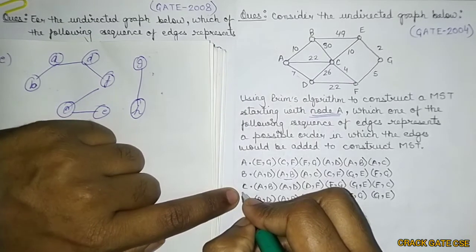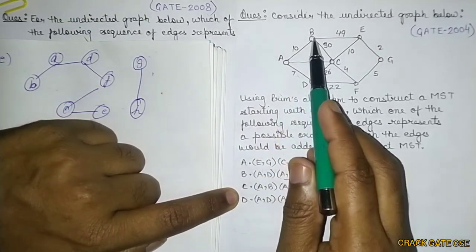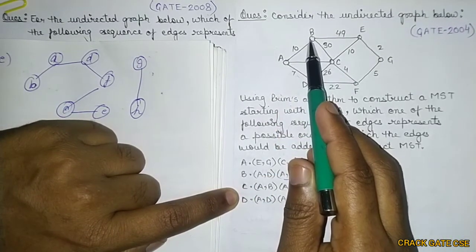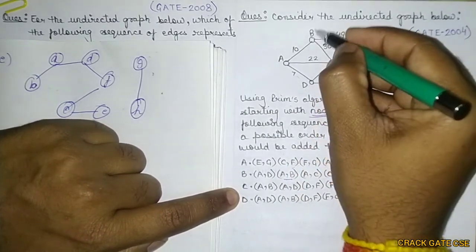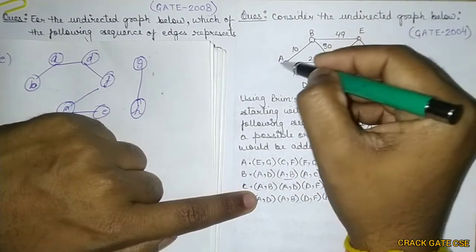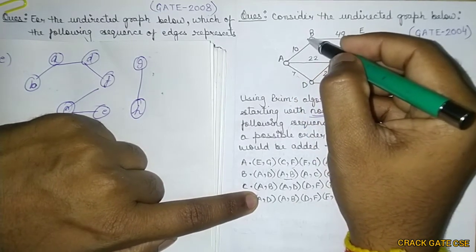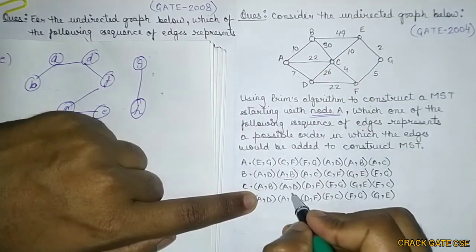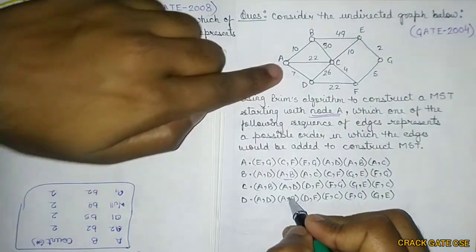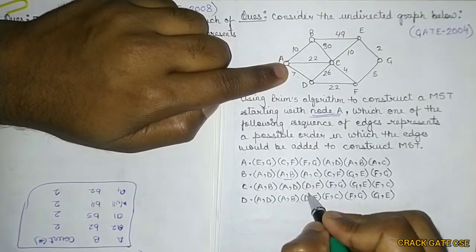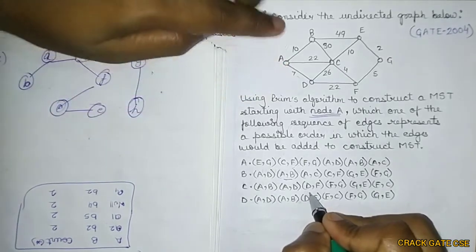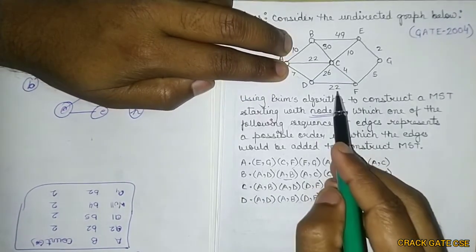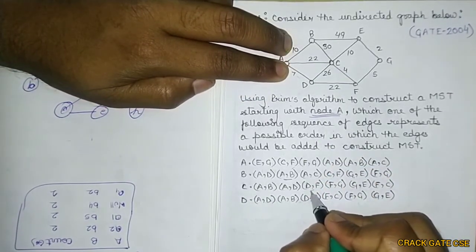So now let's check for C. Started with A and went to B. If they have selected B as a vertex, then AB is possible. After that they have gone with AD, which is the next minimum. So this is also okay. After that they have selected DF. So 10, 7, next minimum is 22. That is DF, also correct.